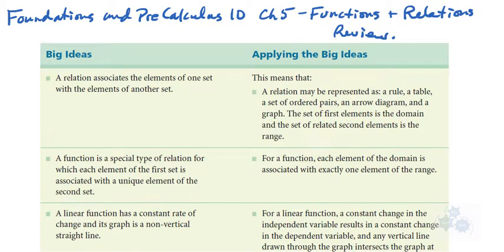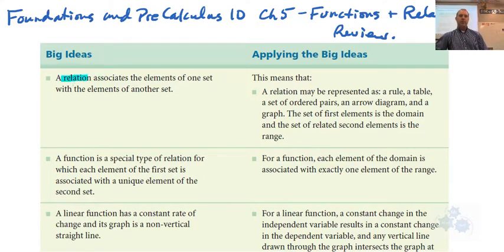On page 325 of your textbook, guys, this is Chapter 5, Functions and Relations Review. We are done the chapter now. We've got all 7 sections. We're through all that. We're getting ready for the test here. So let's take a look really quickly at the review. What are the big ideas that you should know about in this chapter?